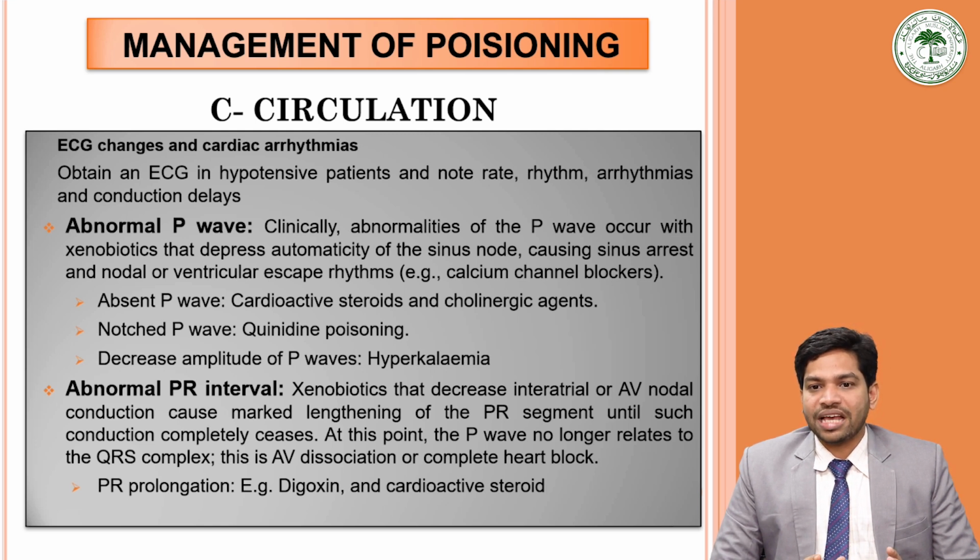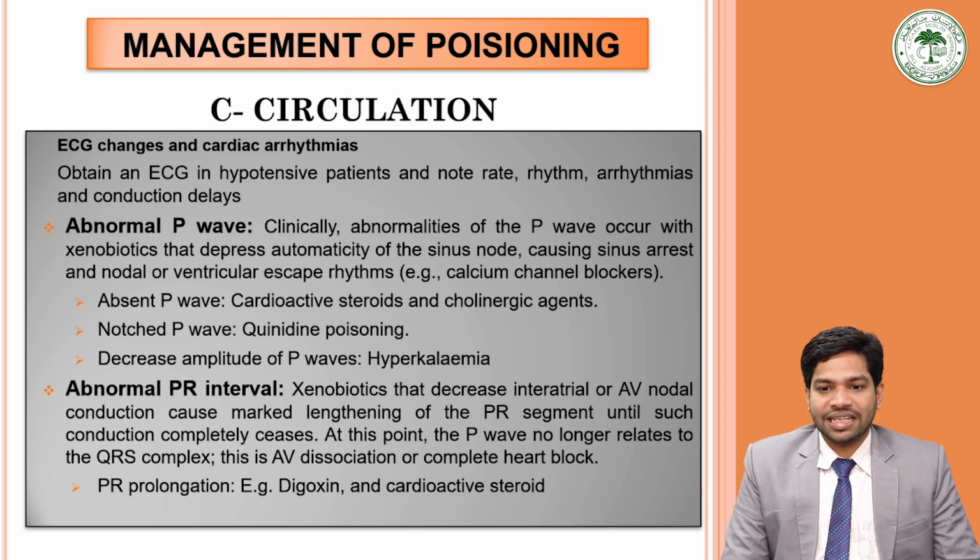The P wave is absent in the rhythm with sinus arrest. For example, xenobiotics that produce vagotonia, such as cardioactive steroids and cholinergic agents, cause absent P wave. A notched P wave suggests delay in the conduction across the atrial septum and is characteristic of quinidine poisoning. P wave decreases in amplitude as hyperkalemia becomes more severe until they become indistinguishable from the baseline.